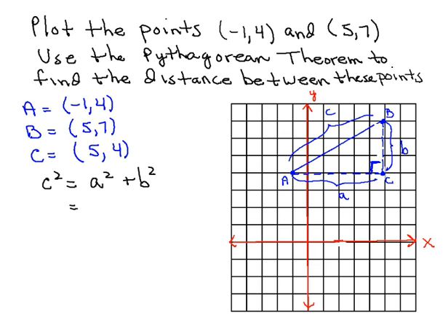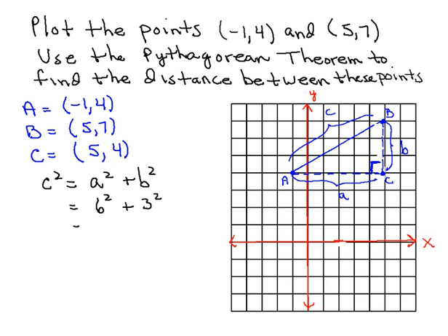Now the distance little a, would you agree, is the difference between the x-coordinates of point A and point C. So the distance between negative 1 and 5 then would be 6 units. So it'd be 6 squared here. And the distance little b would be the difference of the y-coordinates of points B and C. And so the difference between 7 and 4 would produce 3. So we'd have 3 squared.